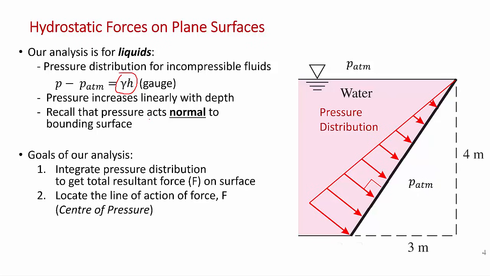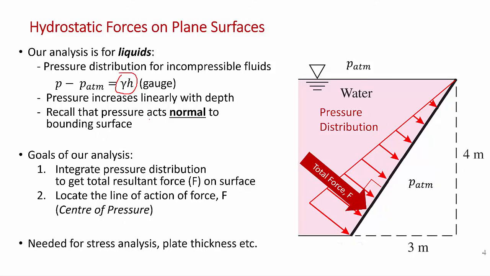And so the goal for this analysis is we want to integrate the pressure distribution over the gate and find the total force on the gate. And we also want to find out the line of action, so where it acts on the gate. And of course, that would be a precursor to stress analysis in order to size the thickness of the plate required to not bend under the force of the water.